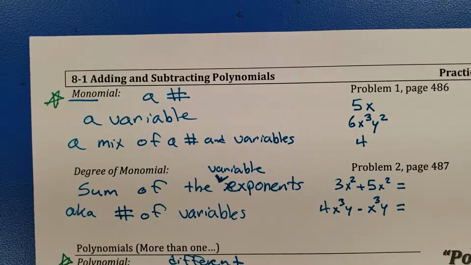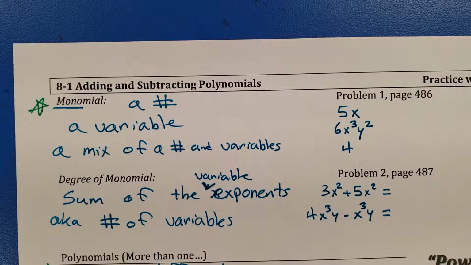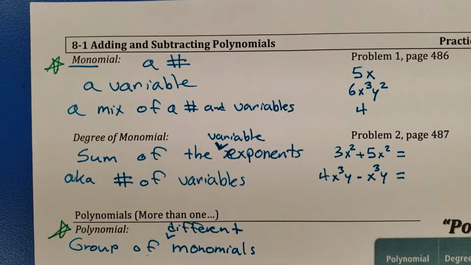Students, what's going on? Let's go over the 8-1 notes. Now, this is kind of a quick review. I'm going to go over these things in class, but here is the online version if you want to look at the notes again. So let's talk about a monomial.